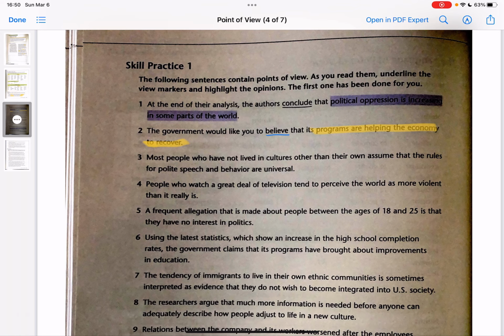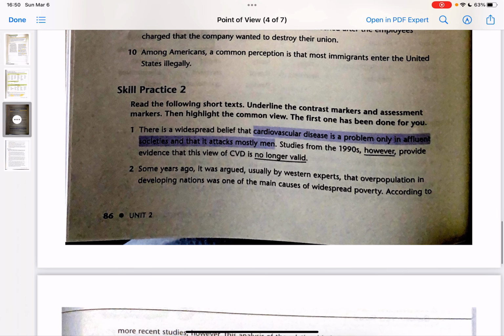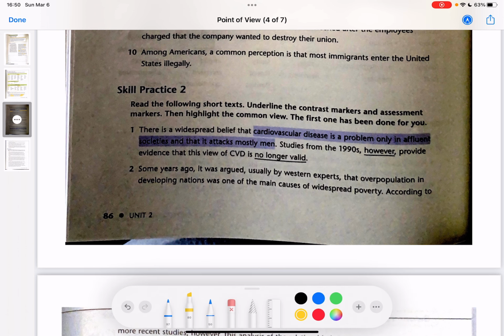Okay. Let's take a quick look at skill practice 2. So skill practice 2, you're going to be looking for the contrast and the assessment markers, and then also identifying the common view. So they've done the first one for you. You should recognize that however is a contrast marker. And then you might not know it, but go back and look at your chart if you need to. No longer valid, valid, or not valid.